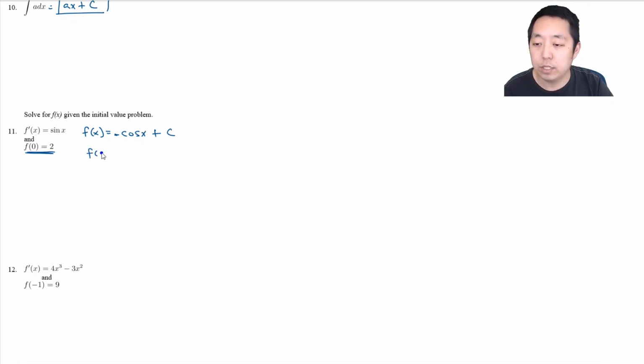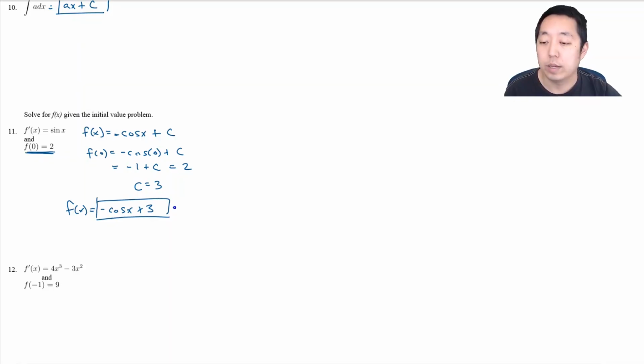Because if I plug in 0 here, I'm going to get negative cosine of 0 plus c. That's negative 1 plus c. And this tells us that this negative 1 plus c ought to be equal to 2. And hence, c would have to equal 3. So our exact answer, our particular solution, would be negative cosine x plus 3. Okay, so the initial value is just a way that you can solve for the exact value of c.